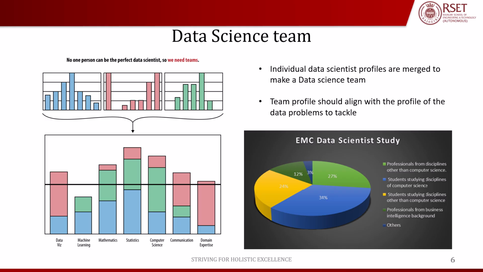And you can see what the EMC data science study suggests. You can just see from this 3D pie chart, if you're interested, you can just have a look at it, how the population of the different majors is distributed. You can see majors from computer science, majors from different disciplines, right? How it is being distributed.